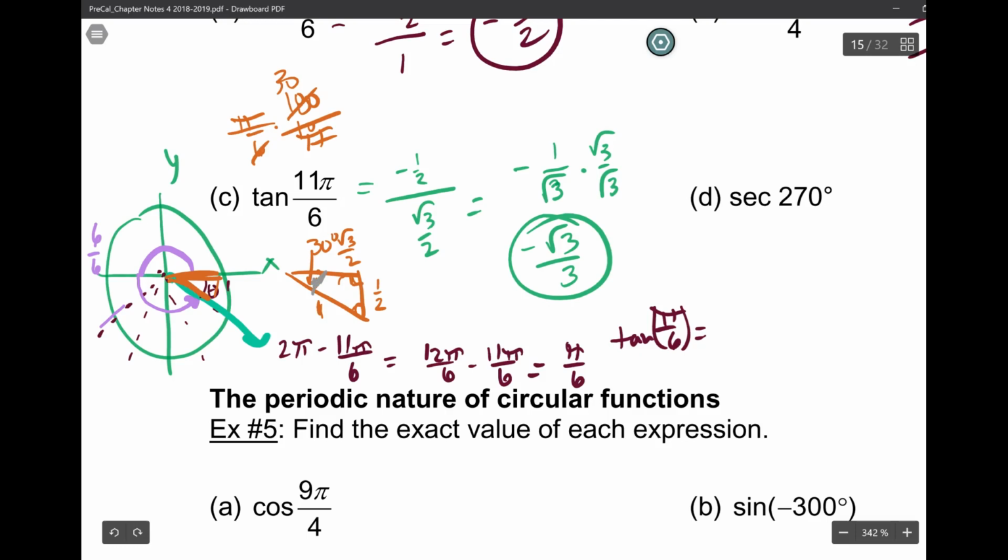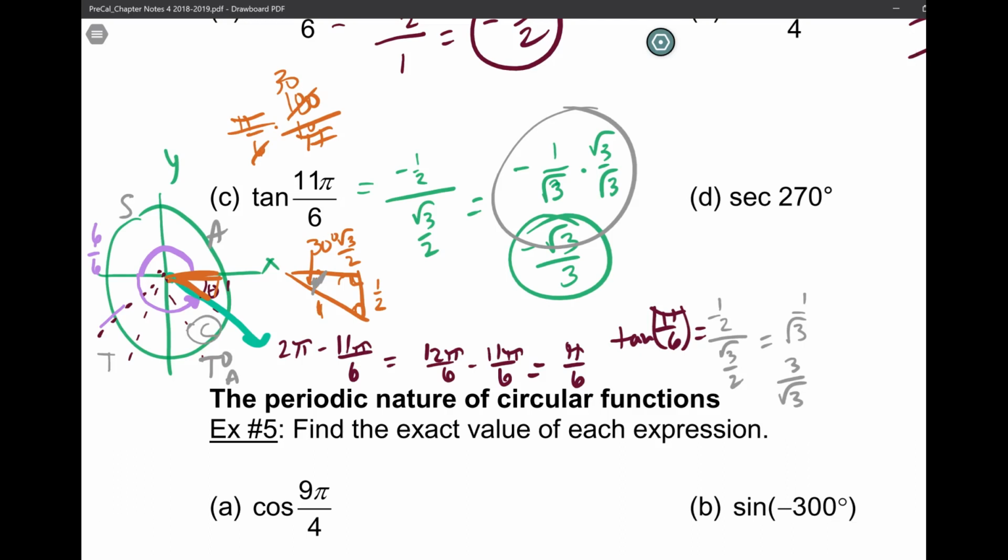Okay, so let's find tangent 30. Tangent is opposite over adjacent: opposite, 1/2, over adjacent, square root of 3 over 2. This gives me 1 over square root of 3. And of course, simplify that, get the radicand out. It's the exact same thing I did up here, so 3 over square root of 3. The difference is, all students take calculus. Over here, cosine's the only positive, which makes sense because tangent is sine over cosine. If sine is negative, all of tangent will be negative. So that's how we get this last negative in there. And look, we get the same answer.